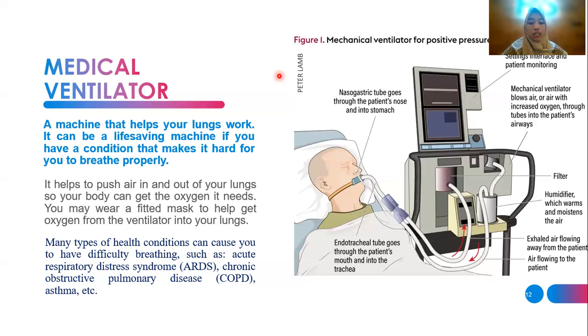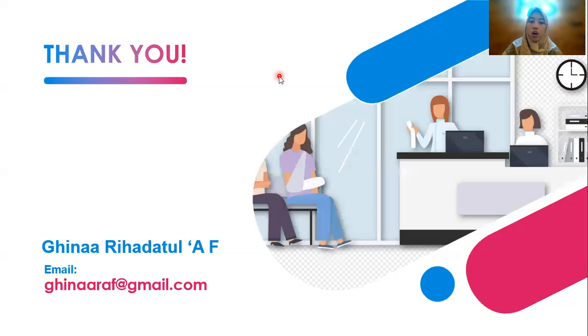If you're on a ventilator for an extended period of time, you may need a tracheostomy. This involves a surgeon making a hole in the front of your neck. A tube will be inserted into your trachea below your vocal cords and then connected to the ventilator. A tracheostomy may also be used to help wean you off a ventilator if you've been on it for a long time. So that's all my presentation.